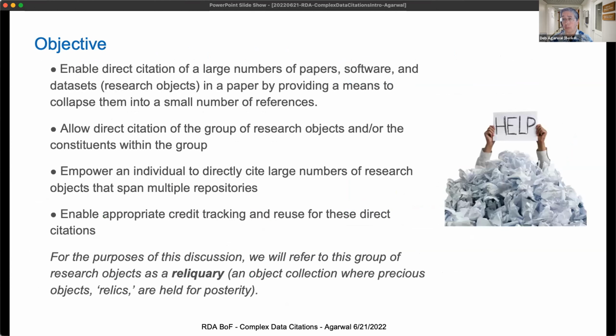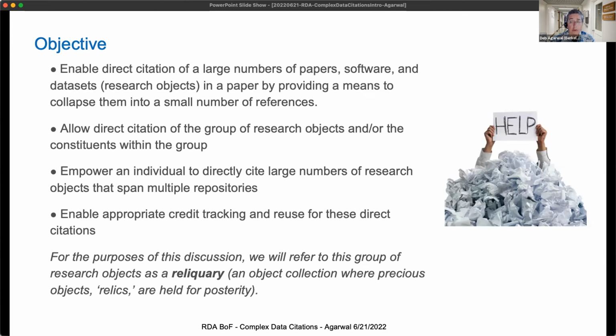So what do we want to do about this? Well, our objective is to find a means by which we can enable direct citation of a large number of papers, software, and data sets in a paper, but by providing a means to collapse them into a small number of references, right? So we'll talk a little bit more about what that means. So we want to allow direct citation of the group of research objects and/or the constituents within that group that you've collapsed, right?